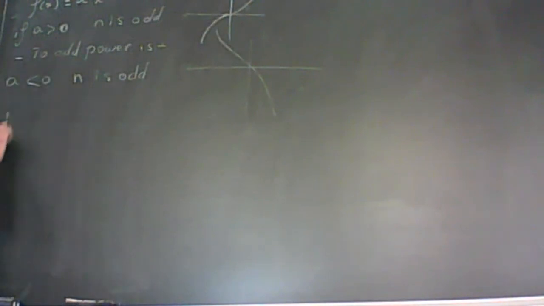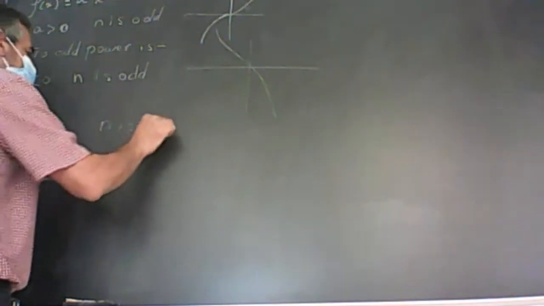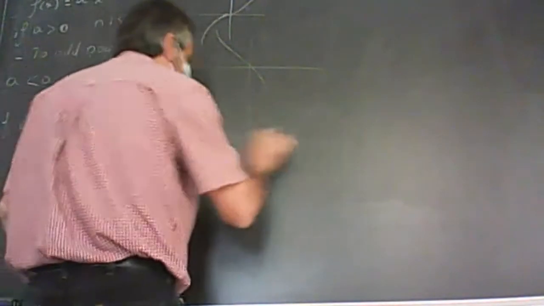If a is positive and n is even, then the graph looks like this.